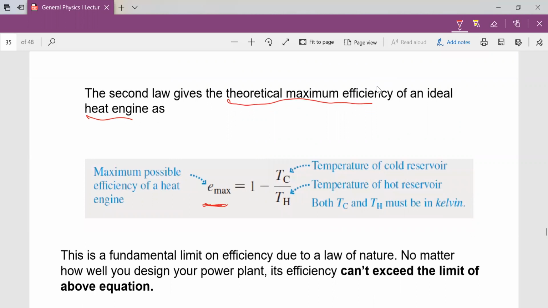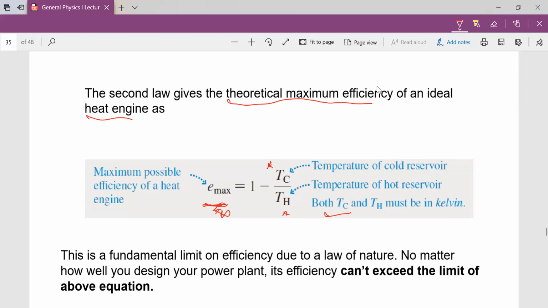What is the maximum efficiency that any heat engine will operate on? No matter how you try to optimize it, it's not going to be more than this. So the maximum efficiency is equal to 1 minus the temperature of the cold over that of the hot.